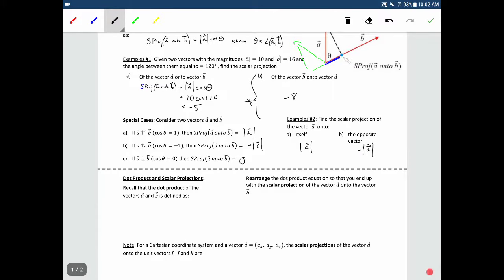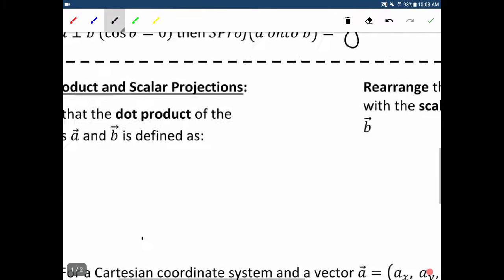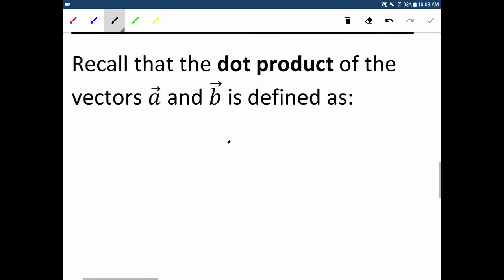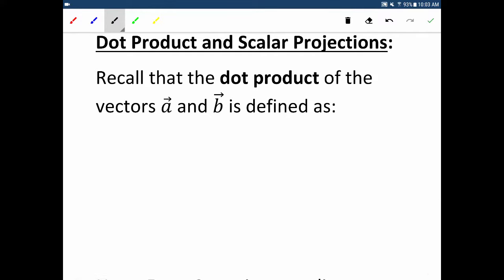Let's take a look at the dot product and scalar projection. We're doing the same thing, but we're going to use dot products to calculate it. This is actually a much nicer way to do it. Dot products in general are better a lot of the time. But anyway, first of all, it's worth remembering.